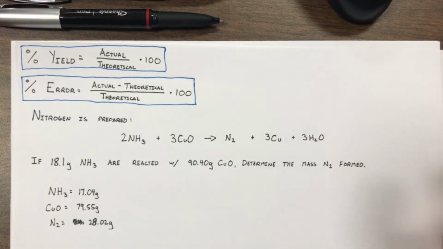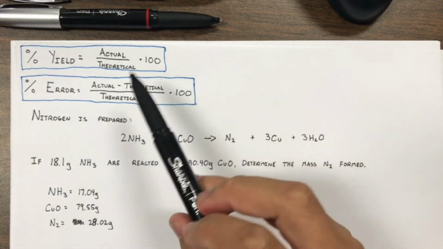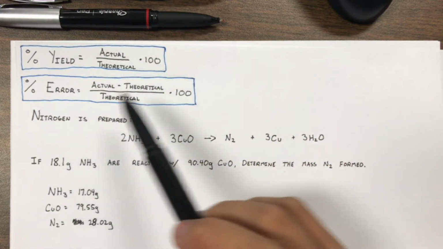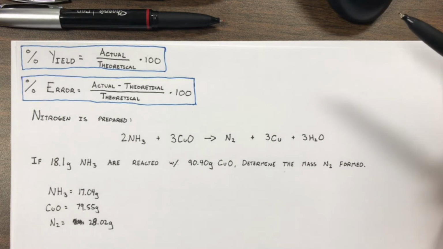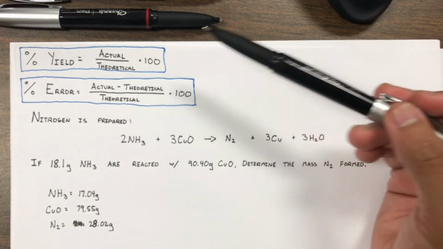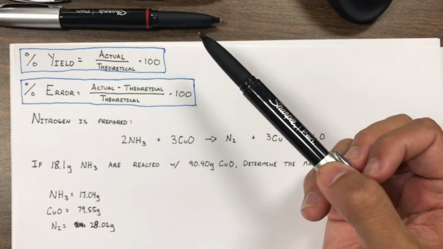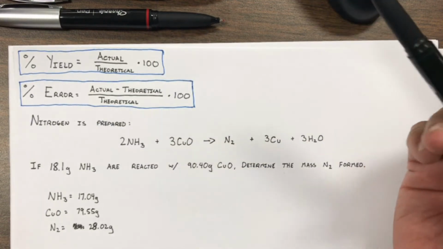Let's take a look at another example. First off, let's talk about some formulas. We have the percent yield and the percent error. This is useful for when we are trying to get a product and want to see how well our experiment or our attainment of that product went. For a proper experiment, you want to have a high percent yield and you want to have a low percent error.